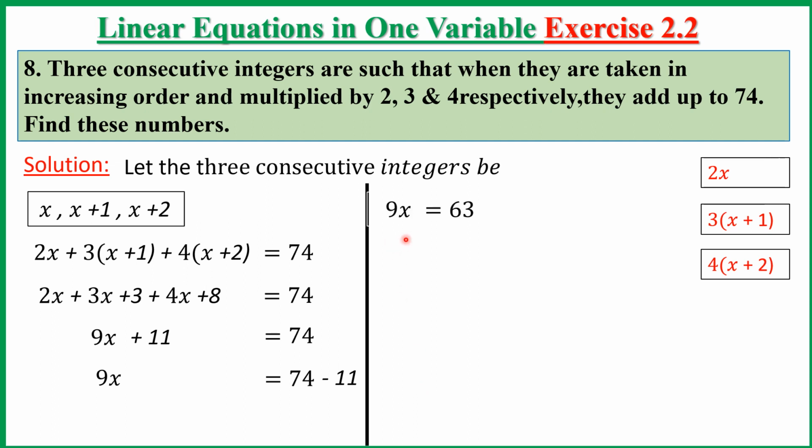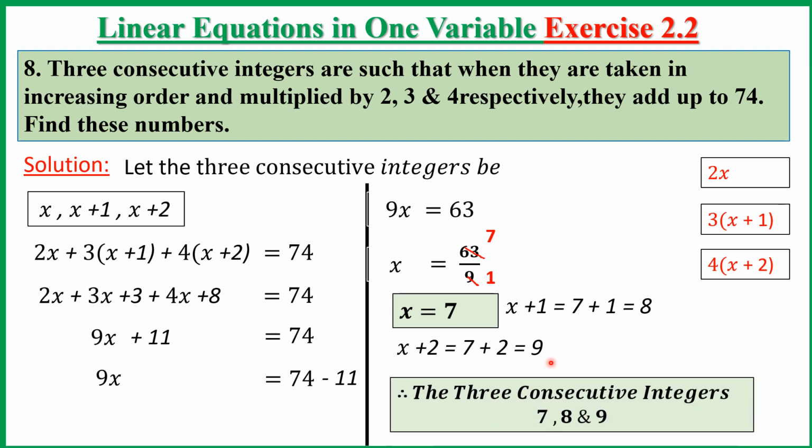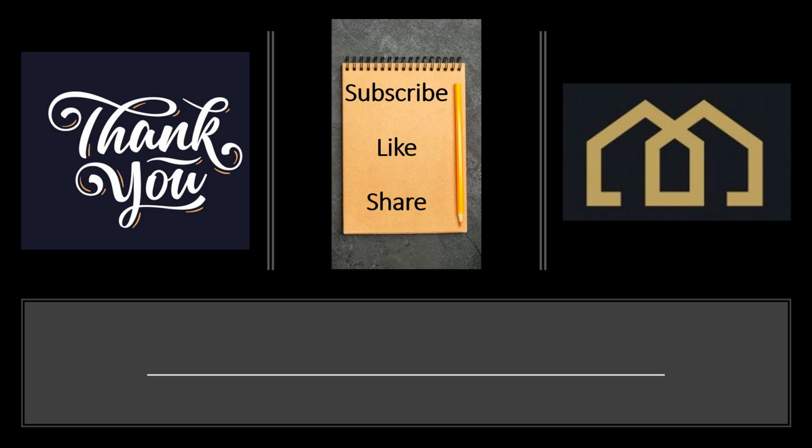Now 9 is multiplied with x. So if it is transposing to our right hand side it becomes division. So x is equal to 63 by 9. So this we can simplify. 1 time is 9 and 7 times is 63. Okay. So x is equal to 7. Now what you have to find? We have to find these numbers, that is x plus 1 equals 7 plus 1 is 8 and x plus 2 equals 9. So the three consecutive integers are 7, 8 and 9. Thank you all. See you soon in the next video.